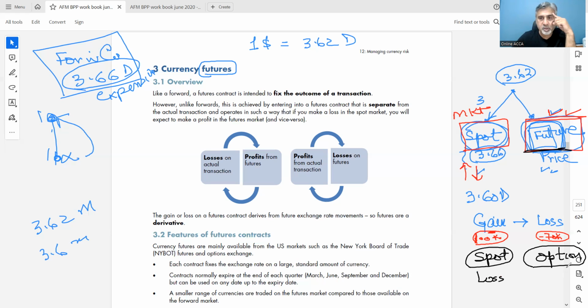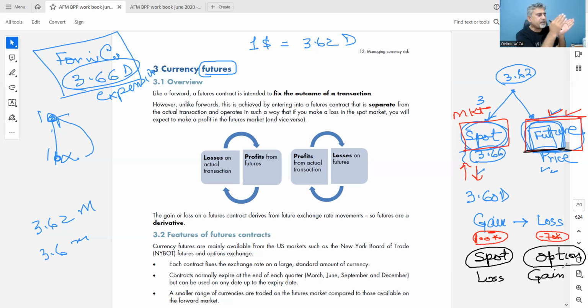I do have an options contract, and they move in the opposite direction, which means if I'm making a loss on the hedged item, so there are two things, hedged item and hedged instrument. Hedged item is the dollar, hedged instrument is the option contract. So if I'm making a loss on the hedged item, which is the dollar, there will definitely be a gain on the hedged instrument. So there will be a little bit of relief.